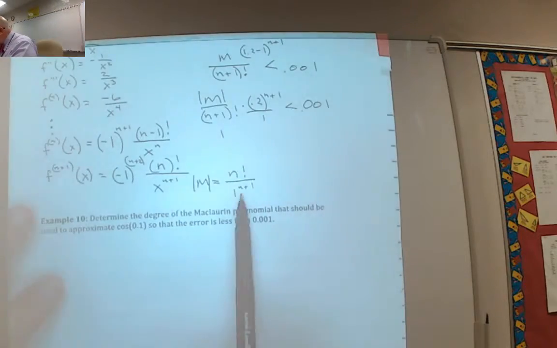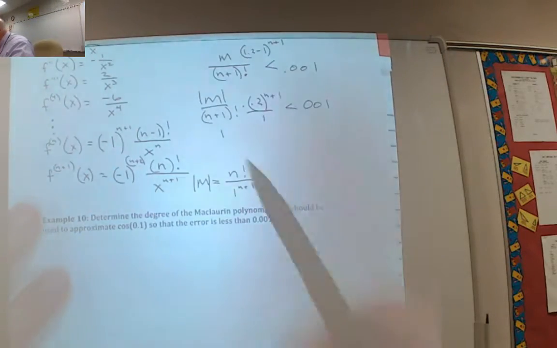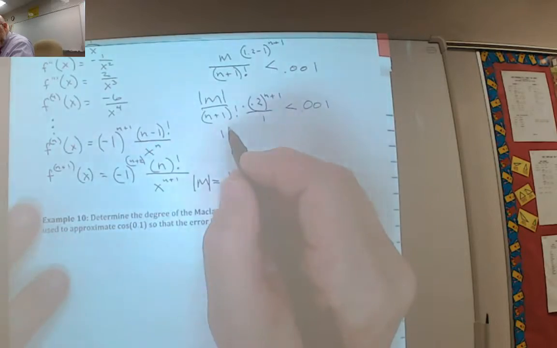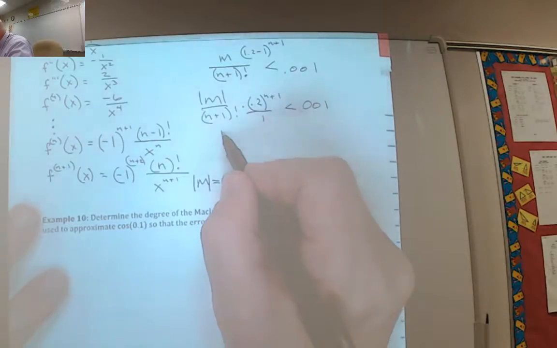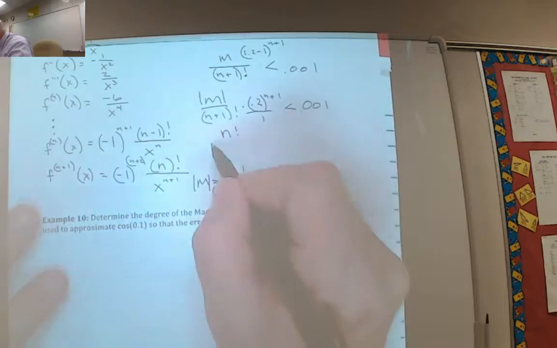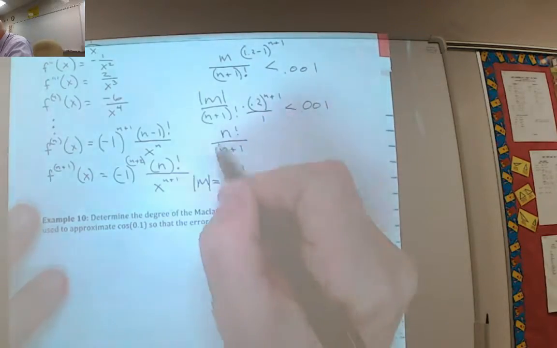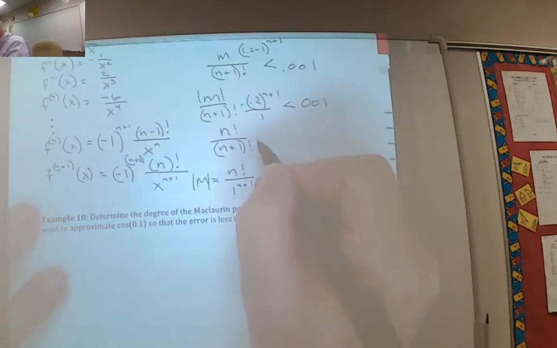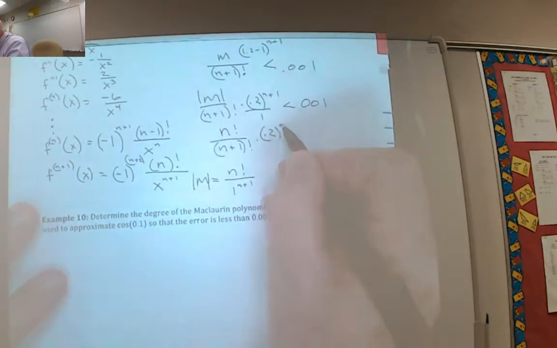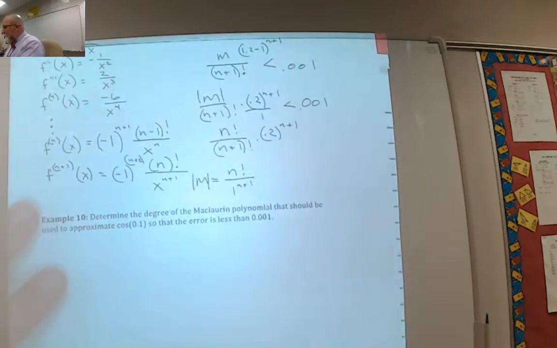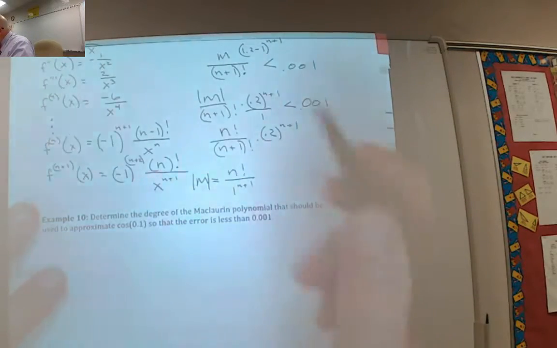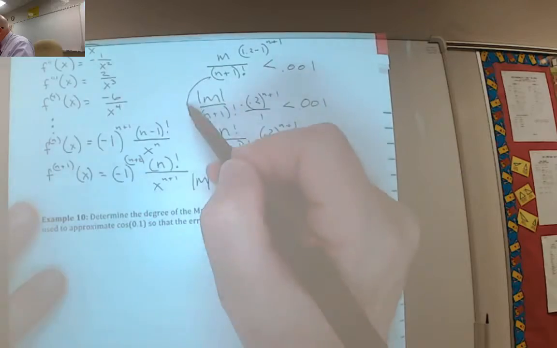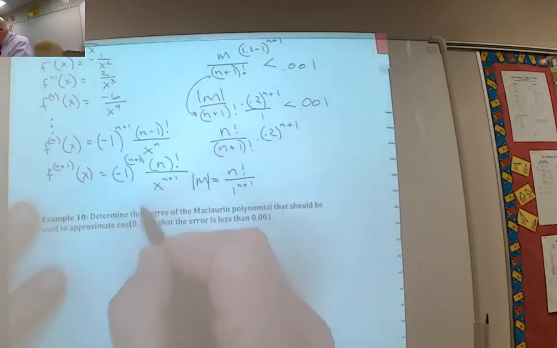Okay, so I'm going to put 1 into this derivative. So I'm going to have n factorial over n plus 1 factorial times 0.2 to the n plus 1. Where'd the n plus 1 factorial come from? From here. Where's the 1? Yeah, where's the 1? I put the 1 in here.